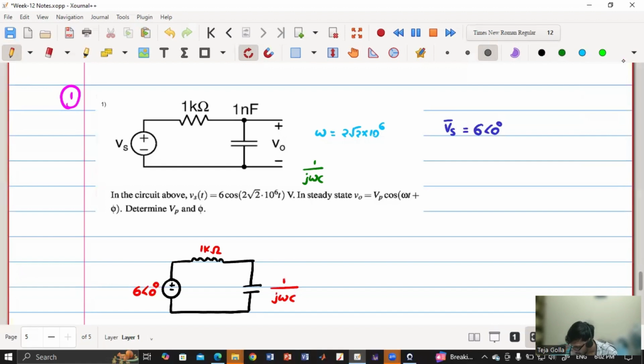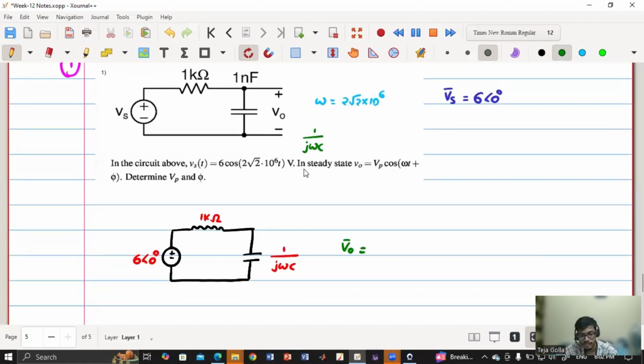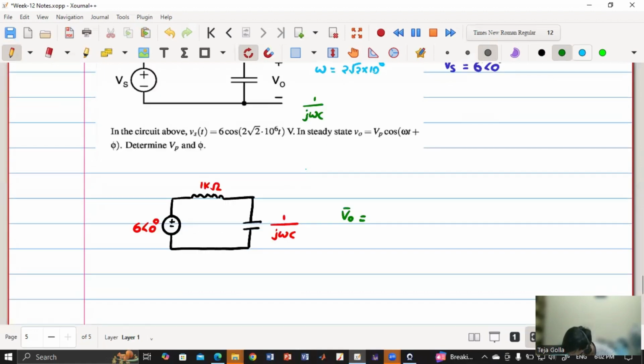So now they're asking V naught phasor, right? So V naught phasor will be what? Expression. So this is V naught. V naught phasor is IC phasor into X. I phasor into X. Okay, and what is I phasor?